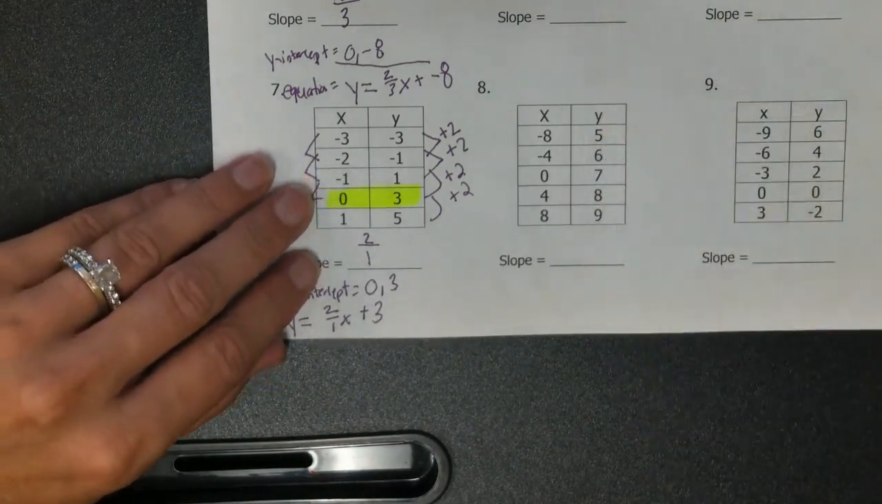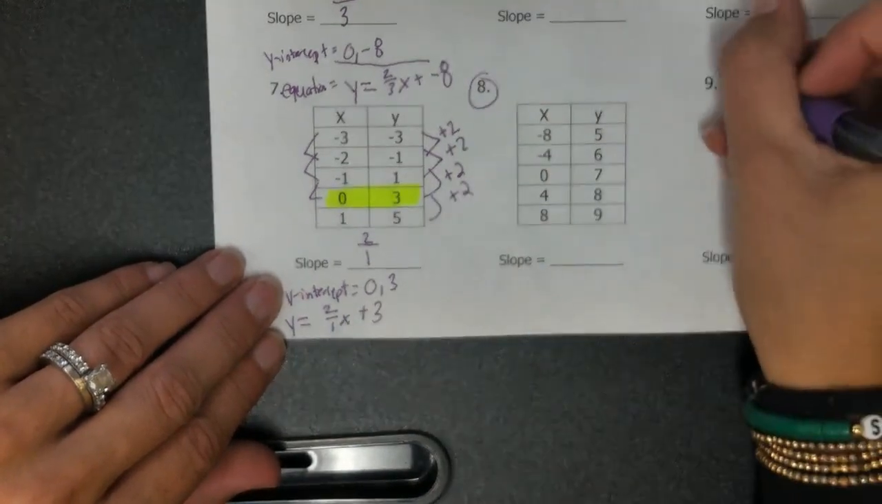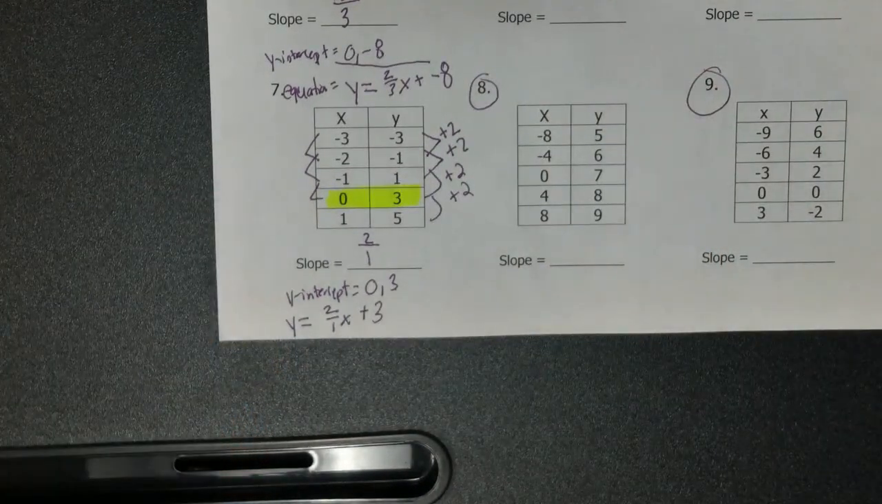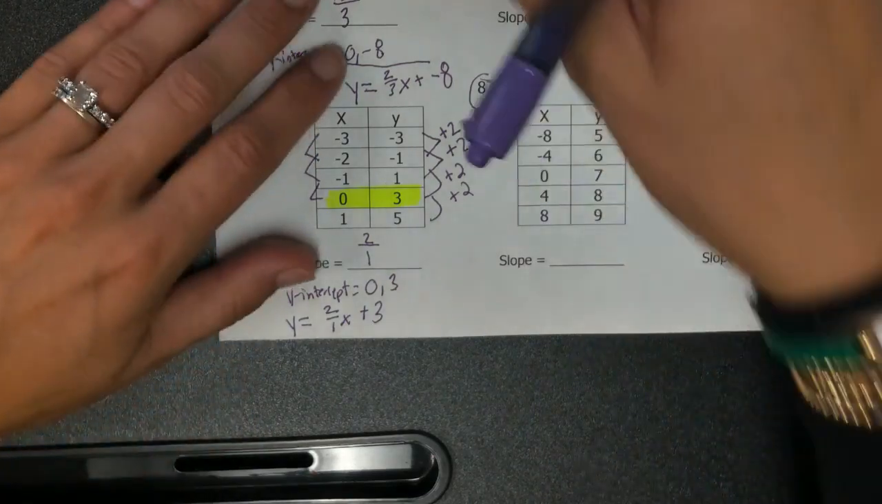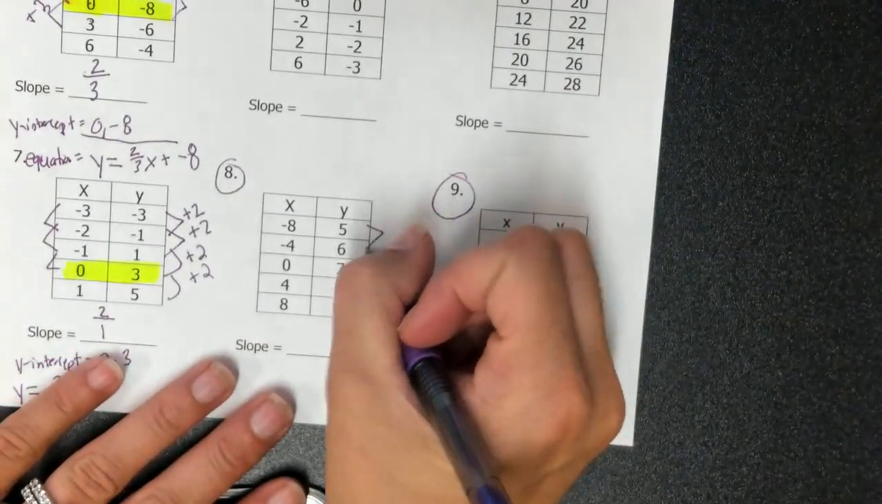All right, I want you to pause the video, and I want you to do question 8 and question 9, and then turn the video back on and check and make sure you have the right answers. Go ahead and do that now. All right, so you should have done question 8 and question 9, so let's go over those answers to make sure you got them right.